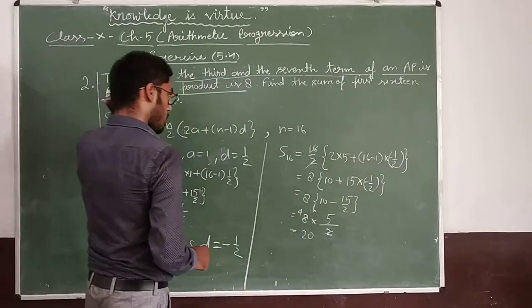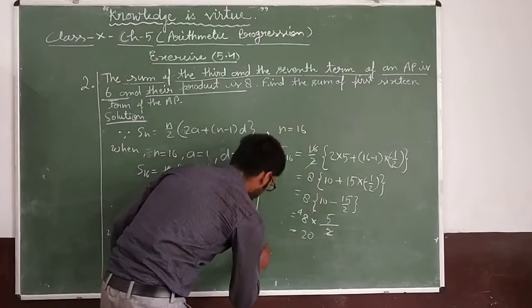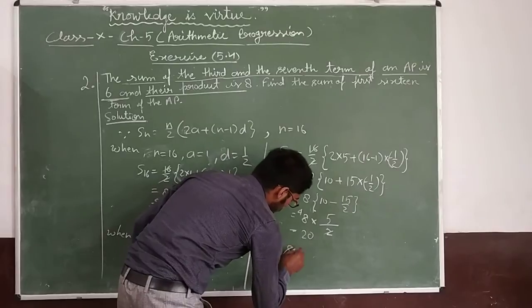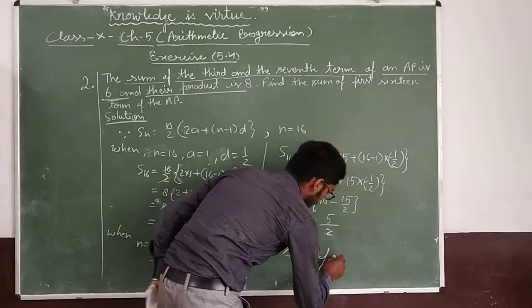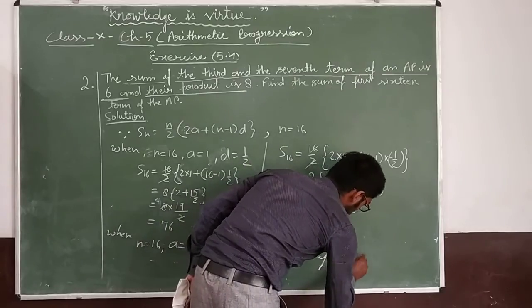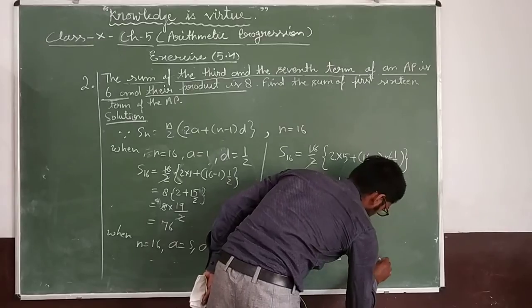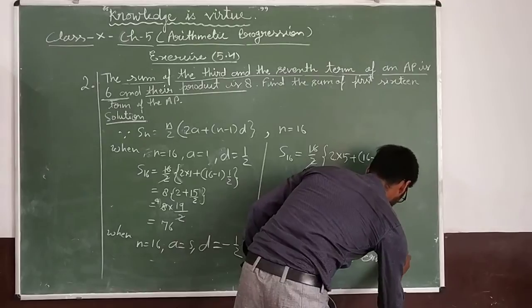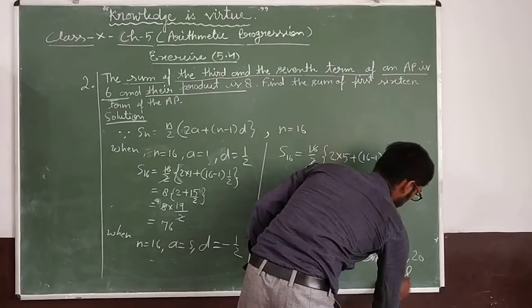So here you have the sums of these terms. The sum of 16 terms is equal to 76 and 20. That is your answer.